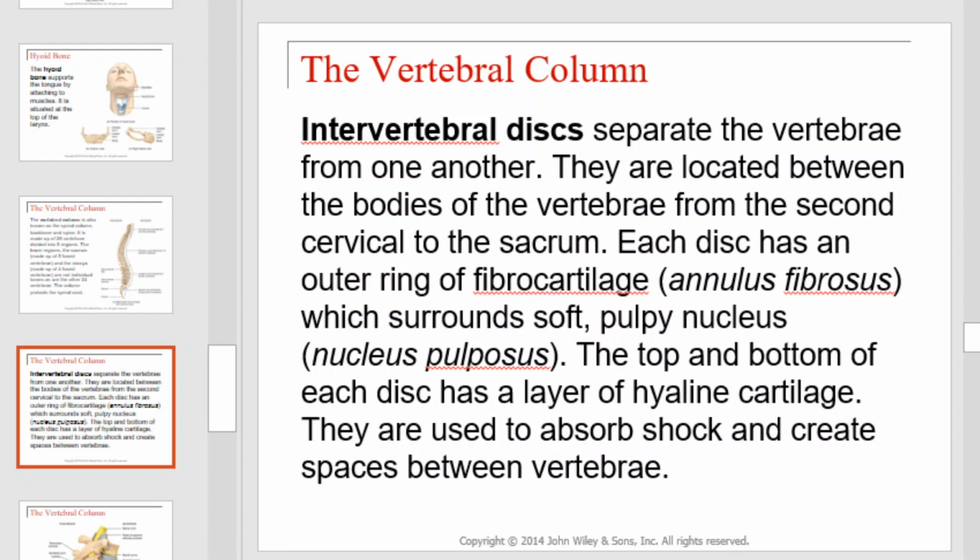Intervertebral discs. Intervertebral discs separate the vertebra from one another. They are located between the bodies of the vertebra from the second cervical to the sacrum. Each disc has an outer ring of fibrocartilage called the annulus fibrosus, which surrounds a soft, pulpy nucleus called the nucleus pulposus. The top and bottom of each disc has a layer of hyaline cartilage. They are used to absorb shock and create spaces between the vertebrae.